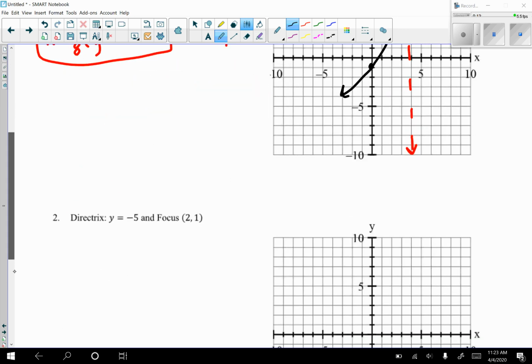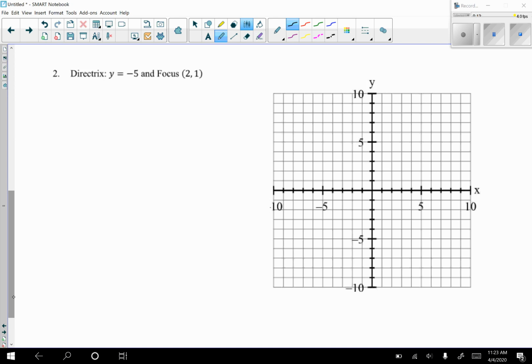Okay, so let's go to the second question. For this one, they gave us the directrix and the focus. The directrix is at y equals -5, and the focus is at 2, 1. Remember, the vertex is in between the focus and the directrix. If we know this is a distance of 1, 2, 3, 4, 5, 6, then half of that is 3. So if I count down 1, 2, 3 from the focus or up 3 from the directrix, I find the vertex. So we know the vertex is at 2, -2. Again, that's your h and your k.